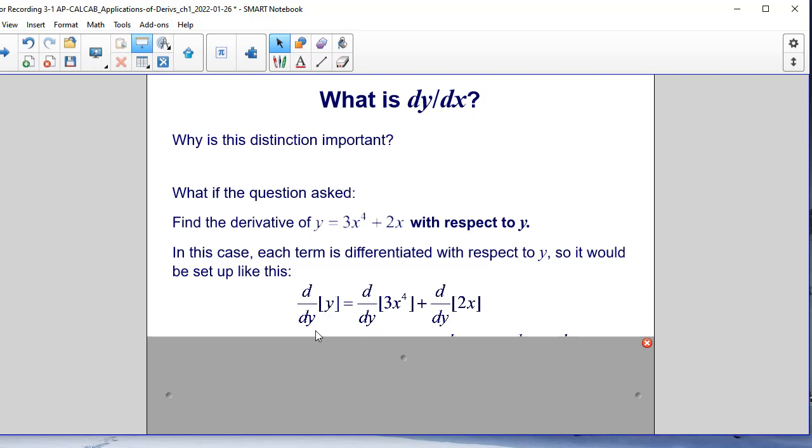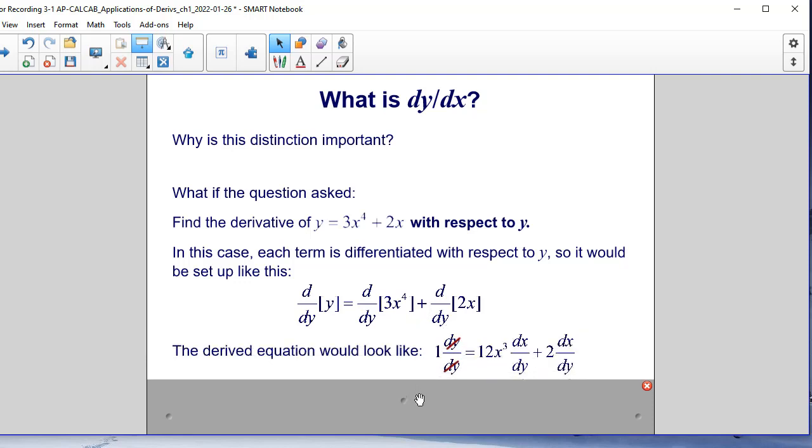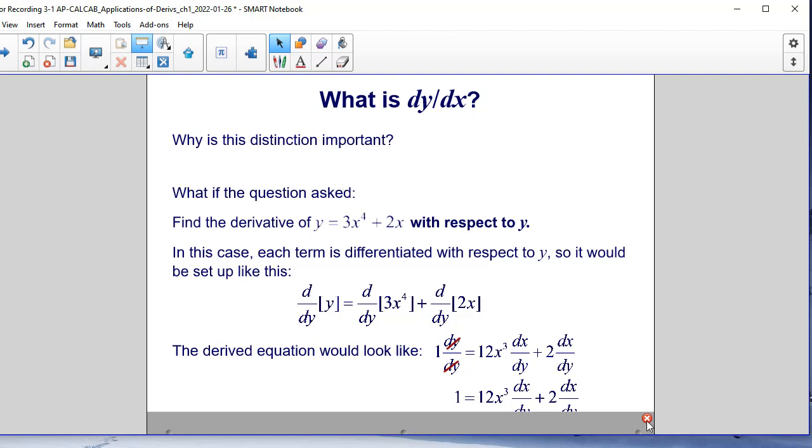The derivative of y with respect to y is equal to the derivative of 3x to the fourth with respect to y, plus the derivative of 2x, again with respect to y. Finding the actual derivatives, the derivative of y will be 1, and notice I put dy over dy, and note that they cancel out. The derivative of 3x to the fourth will be 12x cubed, and note dx/dy, and the derivative of 2x will be 2, and again note that there's a dx/dy after that. So cleaning this up, we have 1 equals 12x cubed dx/dy plus 2 dx/dy.